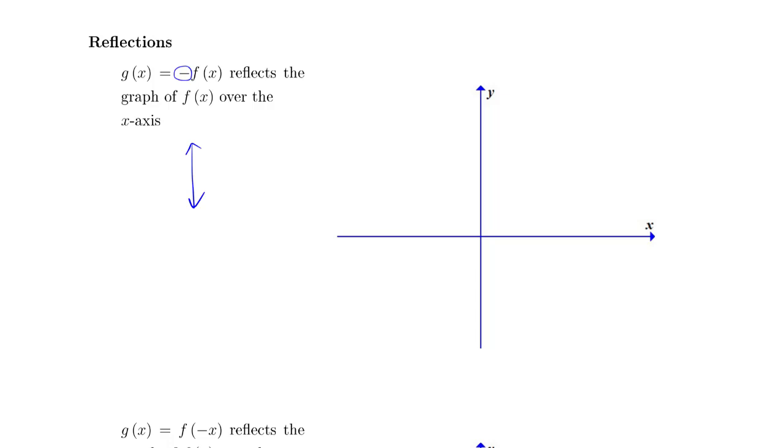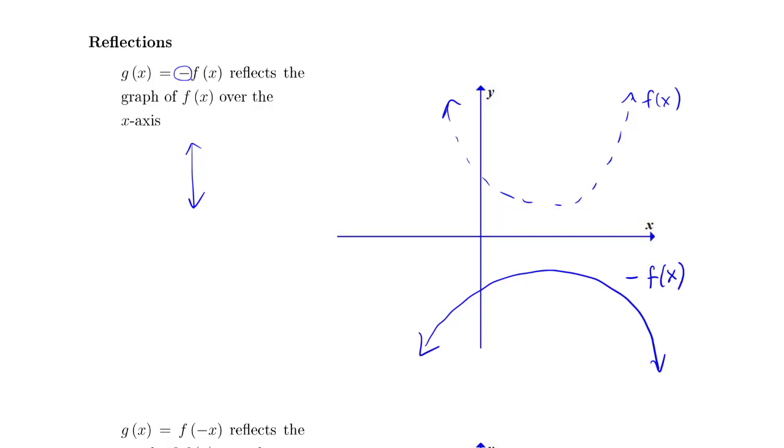So if I had something that started out like this, imagine this is my original f of x. All right, if I had that and I put a negative on the whole thing, all that's going to do is flip the whole thing over the x-axis, and that would be negative f of x. So applying a negative to the whole previous function just flips it over the x-axis.